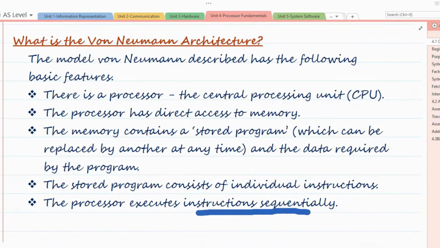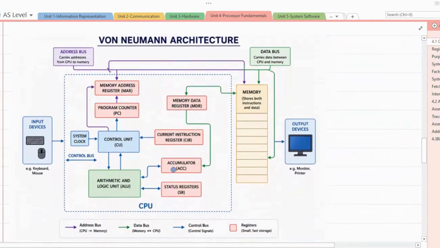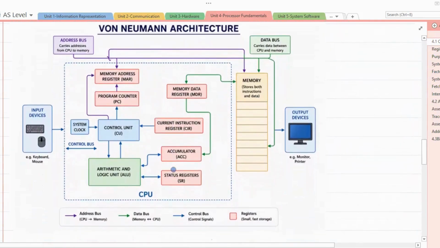So as per von Neumann, a computer should have a central processing unit, memory, input devices, output devices, and most importantly, the processor should be able to directly access memory. And memory should hold both program instructions as well as data. This was a game-changing idea. This is the von Neumann architecture.